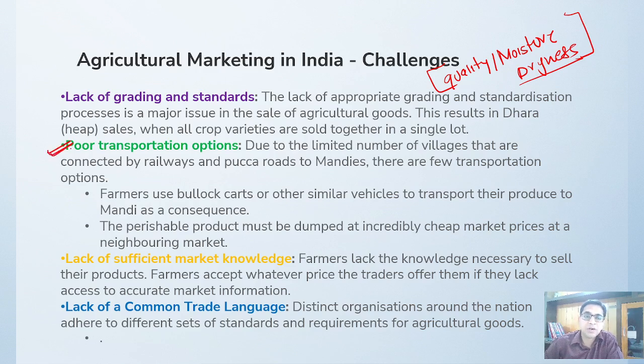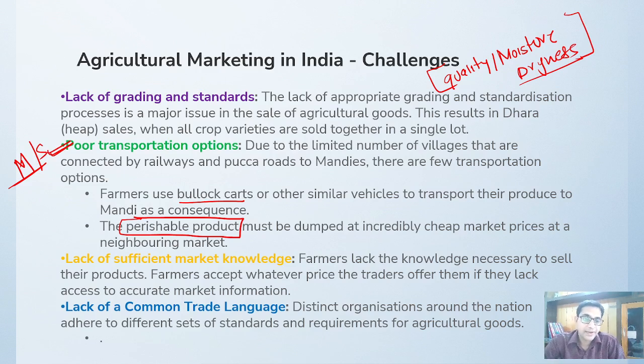Transportation options for farmers are very limited. If the farmer is medium scale or small scale, he has to send his product to mandis with the help of bullock carts and a very small vehicle in which he cannot store much of his product, right? And sometimes, whenever he is sending perishable product, most of the perishable product, 50 to 60%, gets destroyed during the transportation itself.